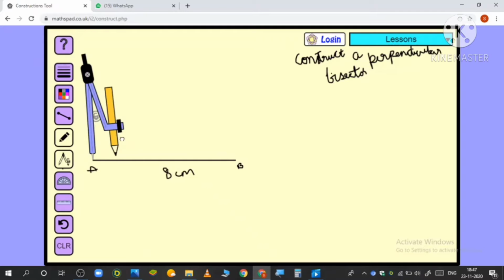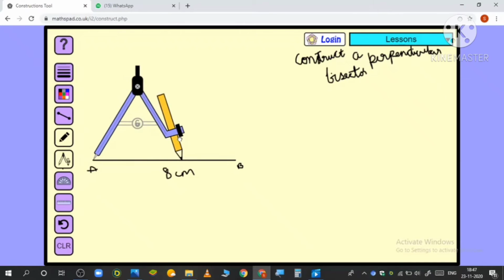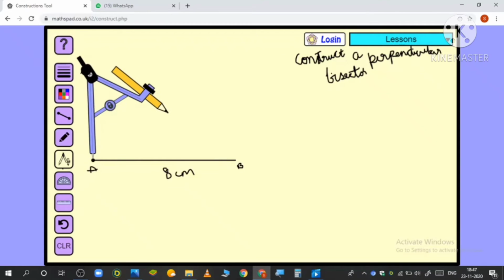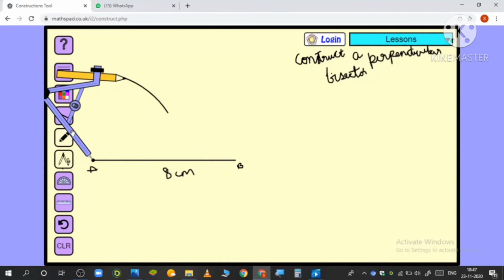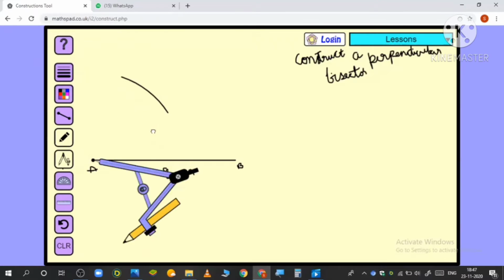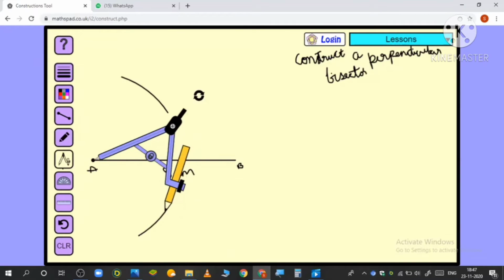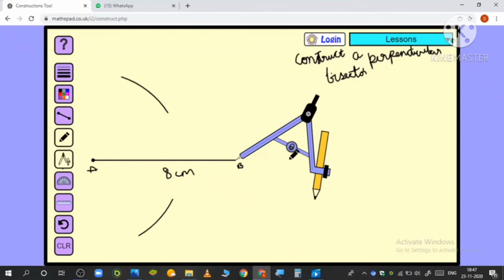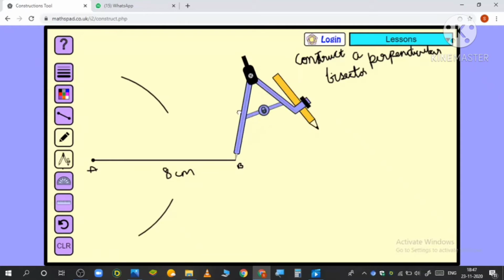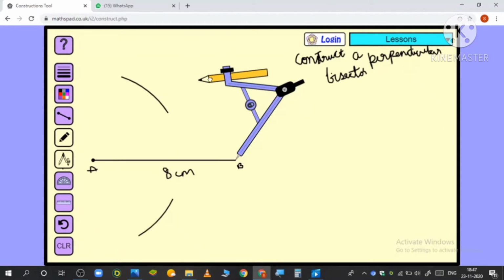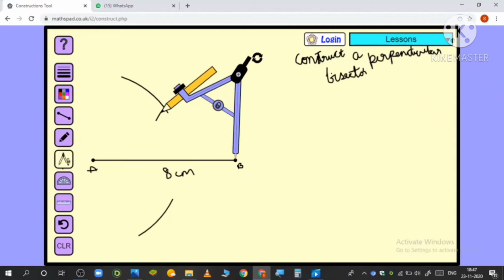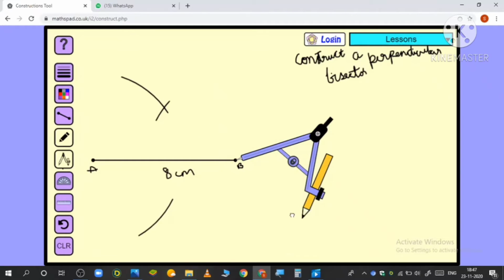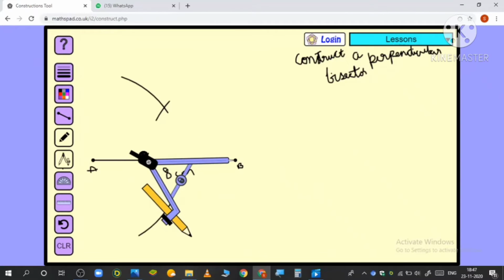Taking A as center and radius more than half of AB, draw an arc on both sides of the line, above the line segment AB and below the line segment AB. Step 3. Taking the center as B, without changing the radius of the compass, with the same measurement, cut an arc above the initially cut arc and cut an arc below the initially cut arc.